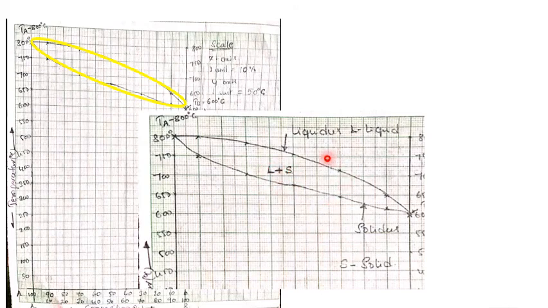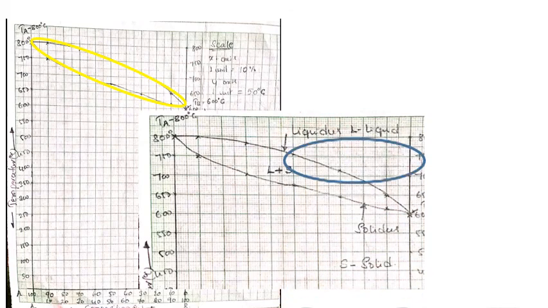So you need to mark these lines. One can easily find the number of phases present at a given temperature and composition by looking at this. Once you do this, the first condition is done, where we have drawn a phase diagram with the given conditions and labeled all the regions.